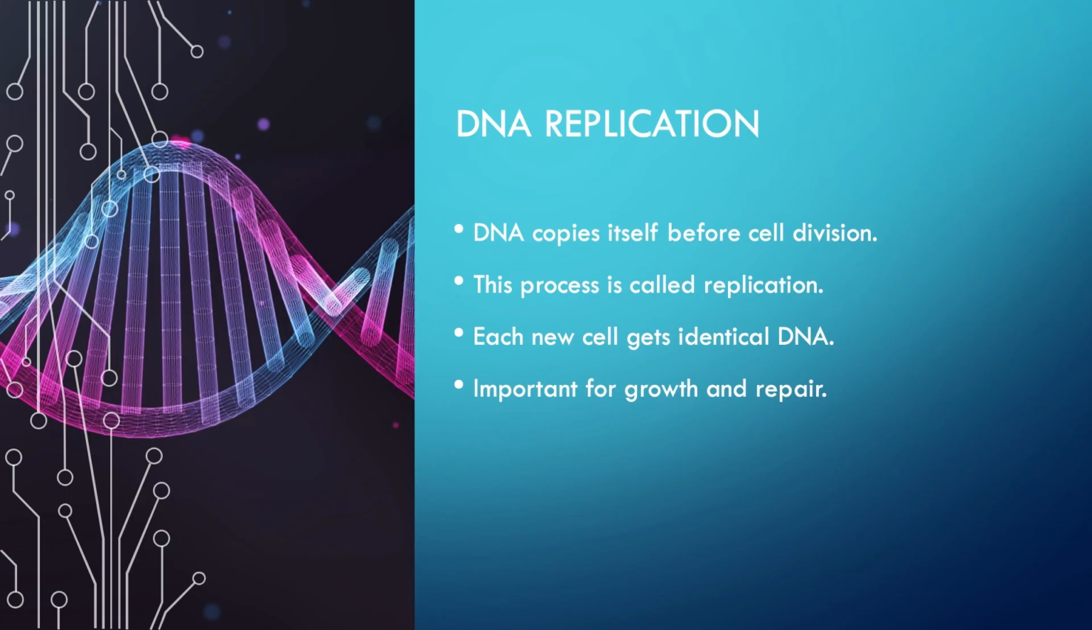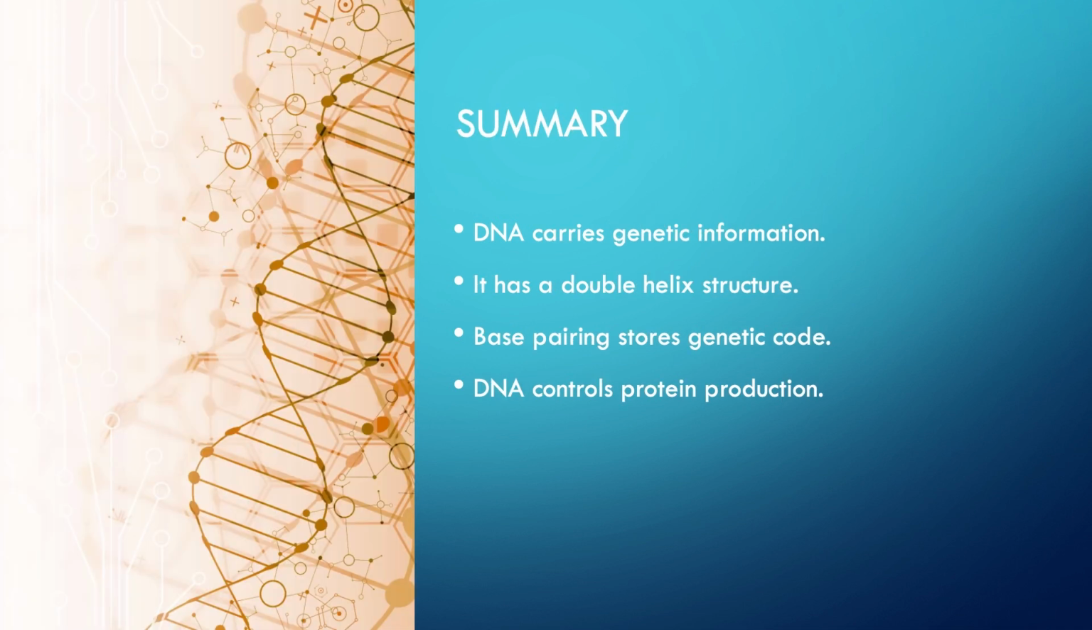Before a cell divides, it must make an exact copy of its DNA. This process is called DNA replication. Replication ensures that each new cell receives the same genetic information, which is important for growth, repair, and maintaining normal cell function.